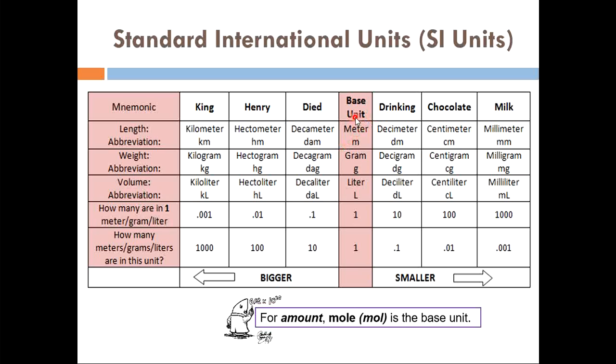Now, the base unit for length is meter. The base unit for weight or mass is gram. The base unit for volume is liters. And the base unit for amount, like amount of atoms or amount of molecules, is mole, which we will talk more about in the next video.